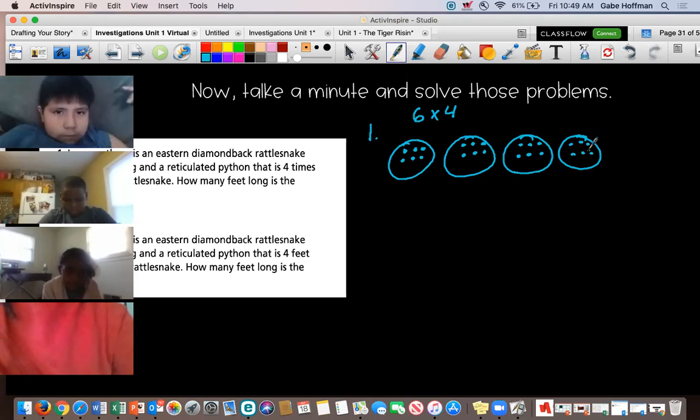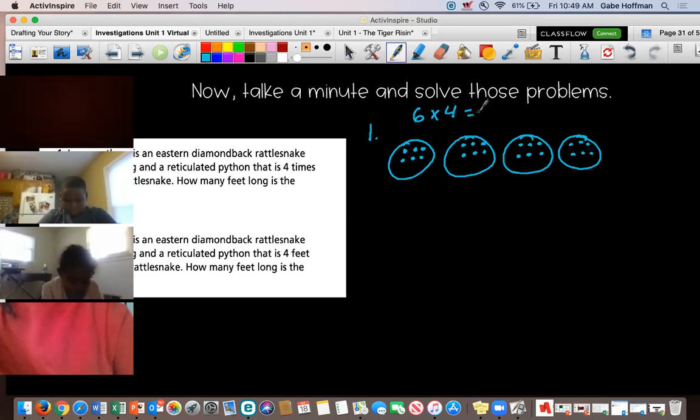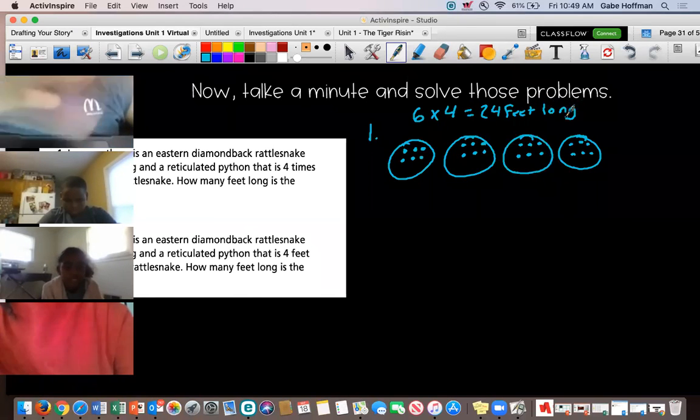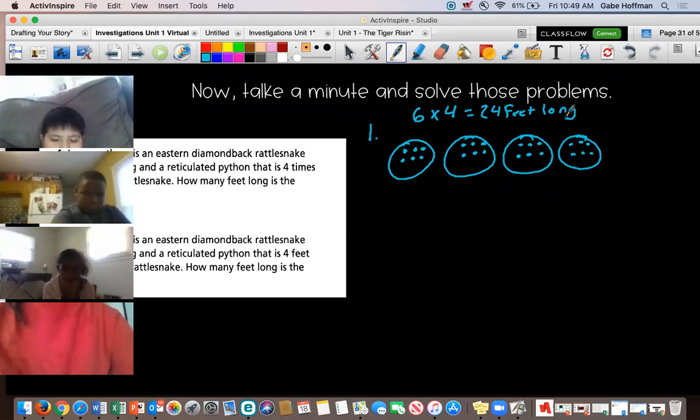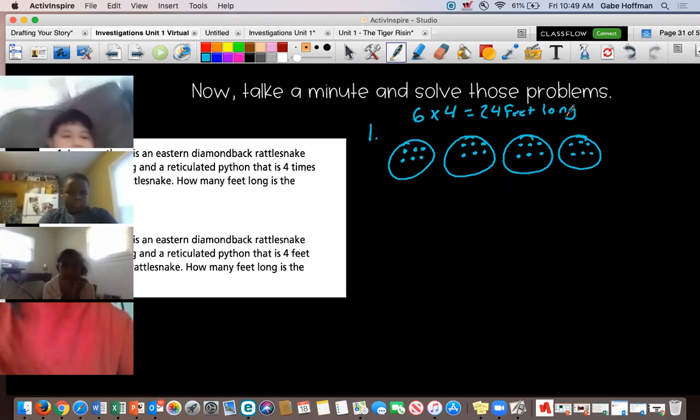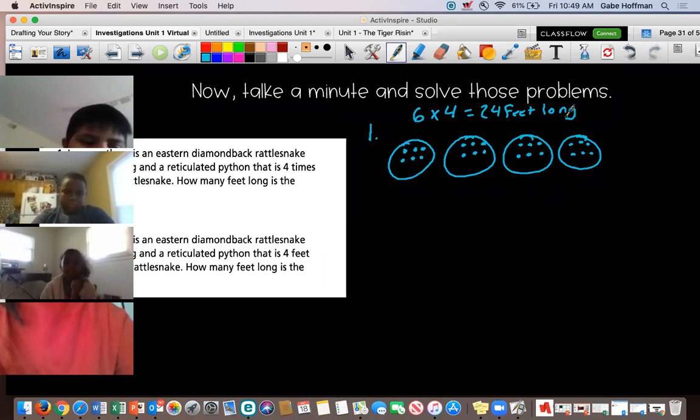And on your drawing, Ania, what do the 6 dots in one circle represent? The 6 represents the eastern diamondback rattlesnake. Very good. So the 6 dots in one group show how it's 6 feet for the diamondback rattlesnake, right? What do all 24 represent? The 24 feet of what? Of the python. Very good. That's excellent. I'm glad you did it that way.